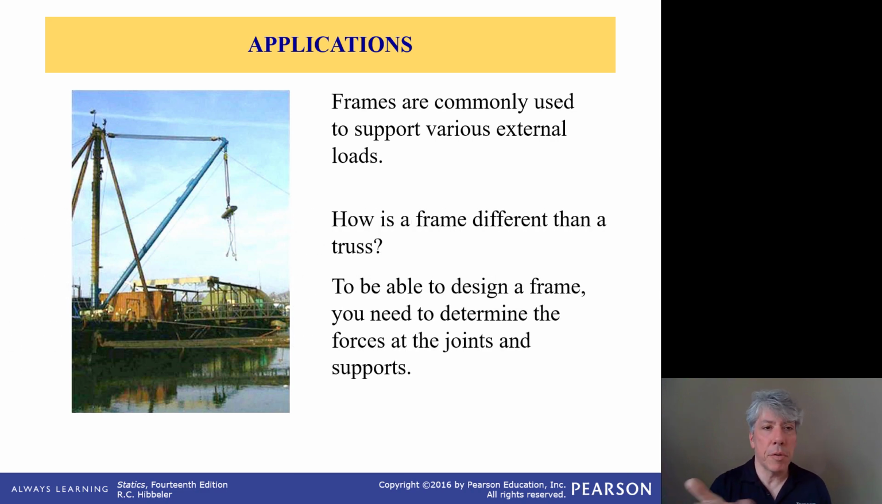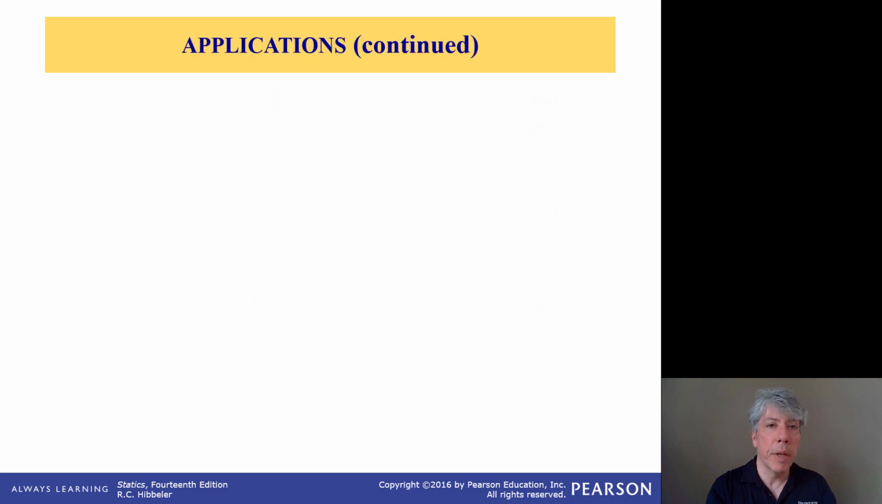So how is a frame different than a truss? I mean, this looks a whole lot like a truss. Well, we'll determine that because there's a common difference between frames and machines versus trusses, and then frames and machines are themselves different from one another, but they all look like trusses, and we need to understand the distinction between the three classes of structures. So we also want to be able to determine the loads in these things so we can design them so that they can perform the work or the function that we require.